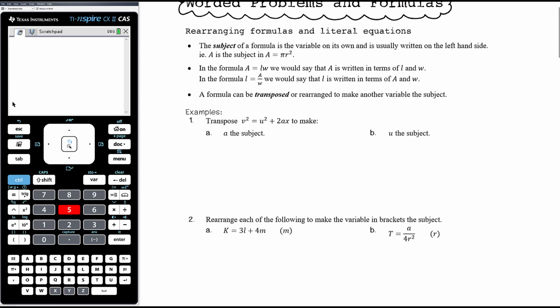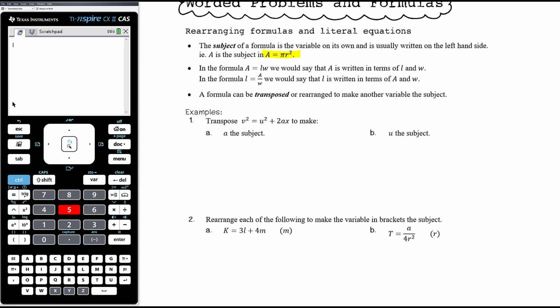So first of all, the subject of a formula is the variable on its own, and it's usually written on the left-hand side. For example, in this formula here, A equals pi r squared, A is the subject of that formula. We have A in terms of r, okay? We're being told what A is equal to. A is the subject of the formula, okay?